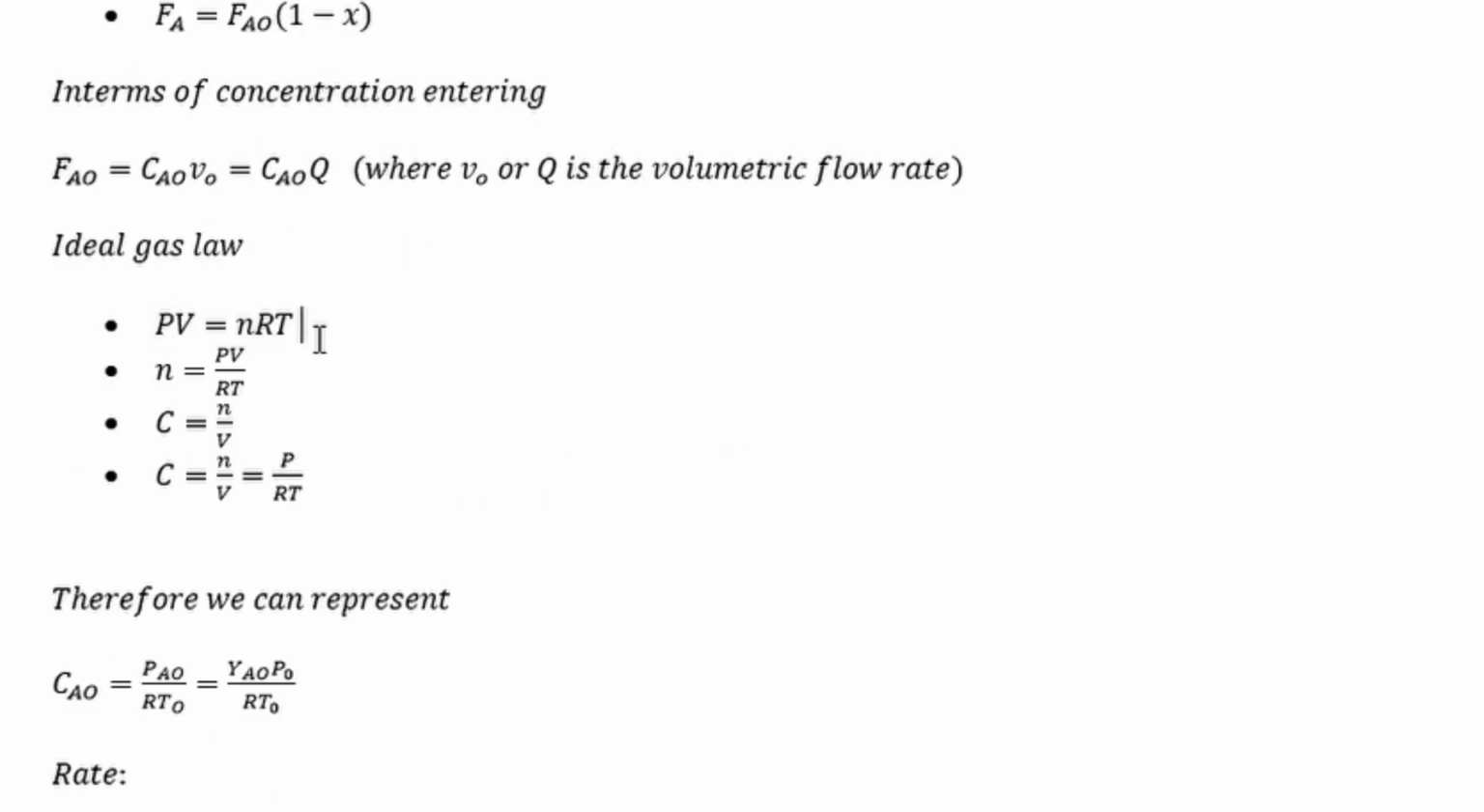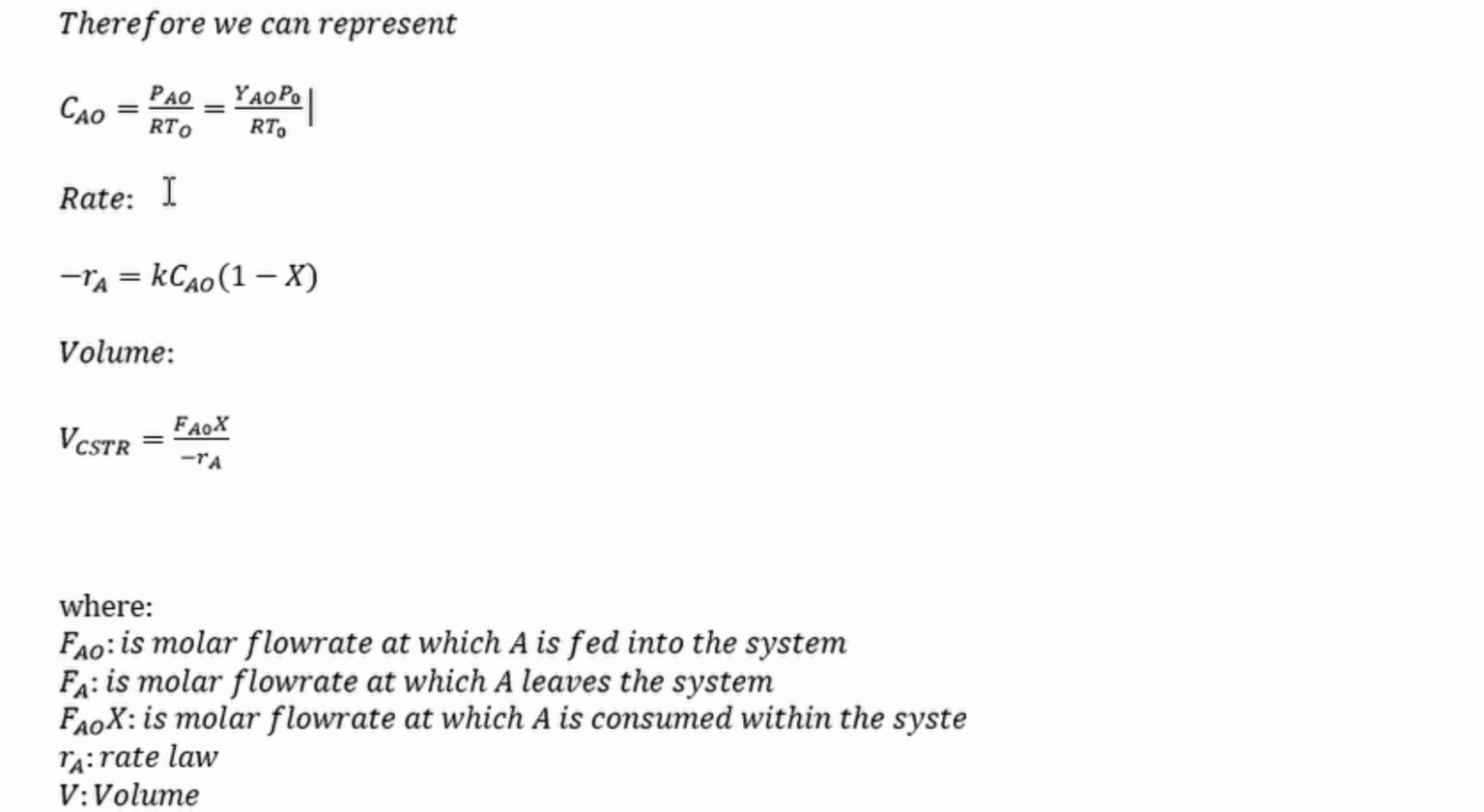If you know the ideal gas law, it is pressure times volume equated to number of moles times the gas constant and temperature. The number of moles can be found if you make it the subject of the formula, and we know that number of moles over volume is basically concentration. Hence, we can simplify it further. In summary, we can represent our rate using this expression or our volume using this expression.